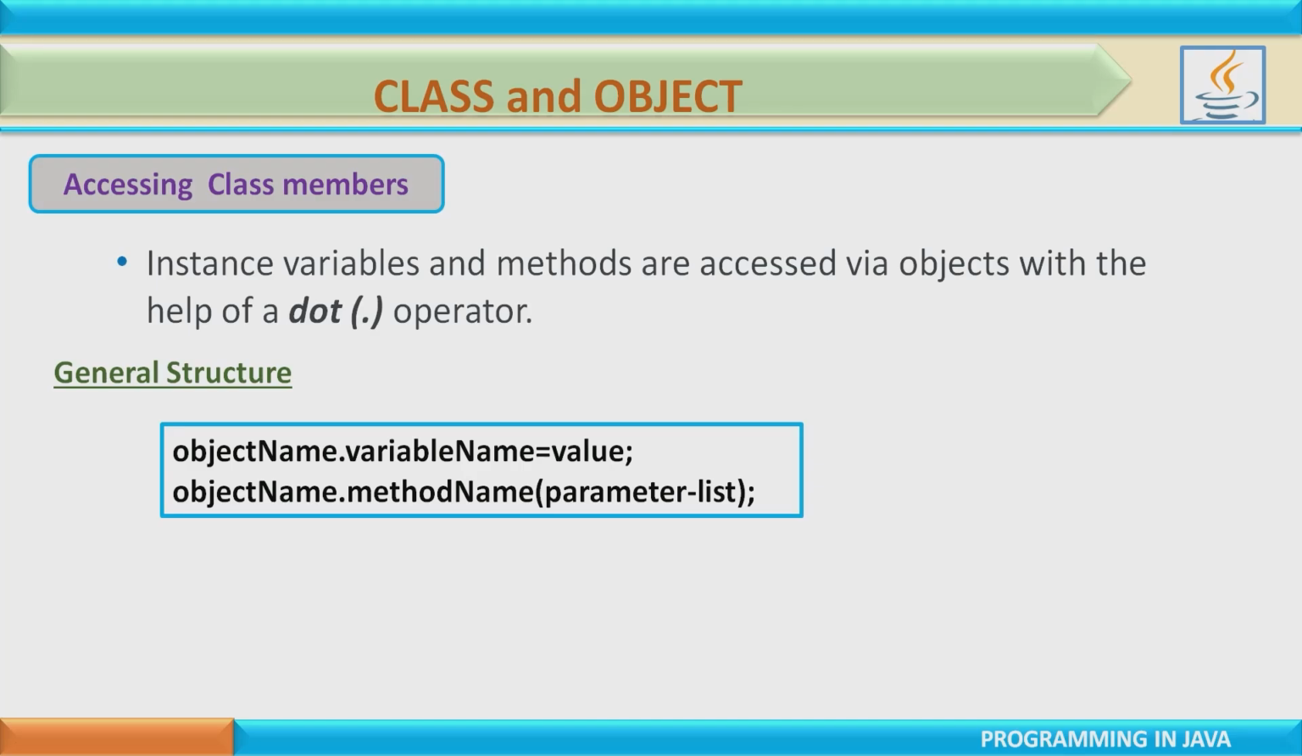Accessing class methods. Instance variables and methods are accessed by the object with the help of the dot operator. The general structure for accessing the class members is object name dot variable name equal to value. Likewise, we can assign values for all the instance variables with the help of the object and dot operator. Similarly, a member function can also be called with the help of the object and dot operator. Followed by the dot operator, we have to specify the method name. The parameters we have to pass to the method should be specified within opening and closing brackets, terminated by a semicolon.